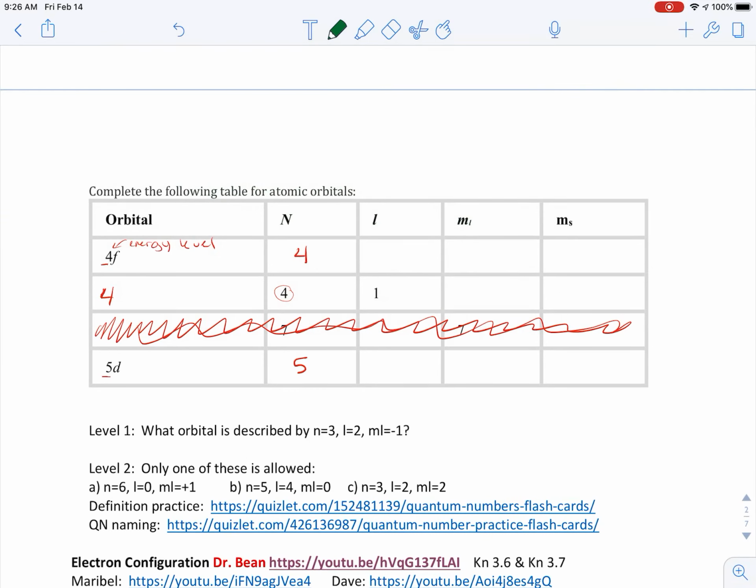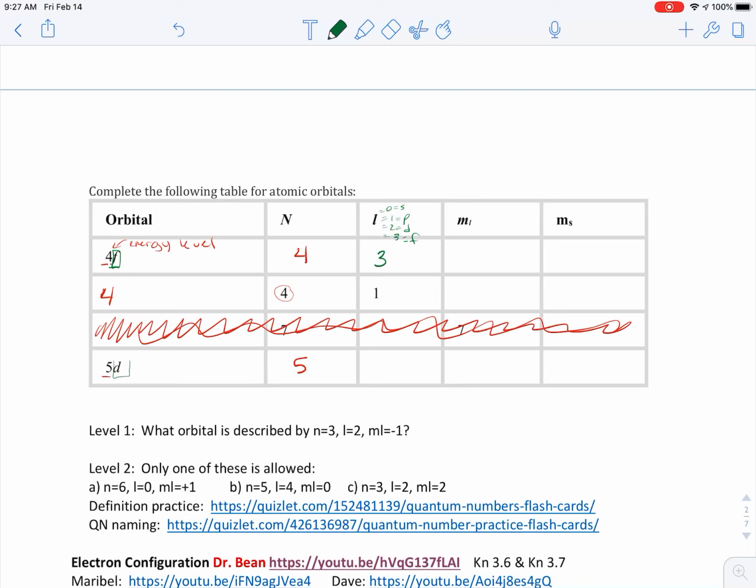Now, this is telling us that we have an F. So when L is 0, that's our S. When L is 1, that's our P. When L is 2, that's our D. And when L is 3, that's our F. So that means that L is 3 because it says F.